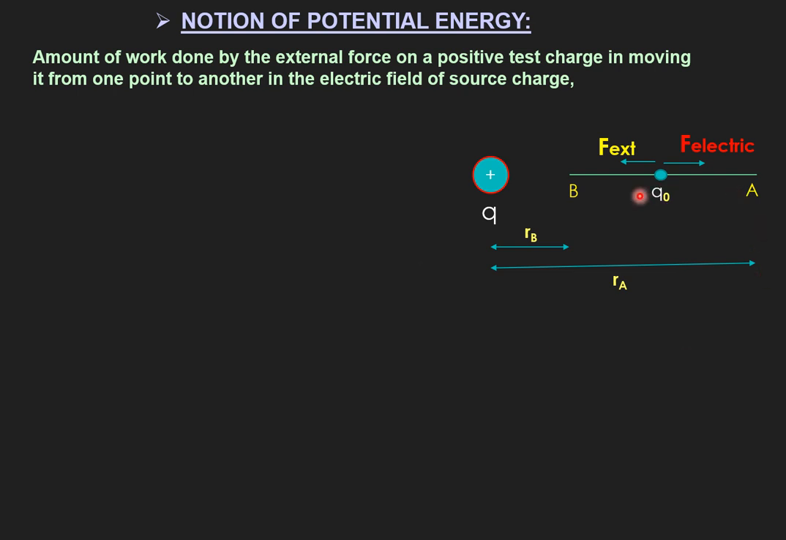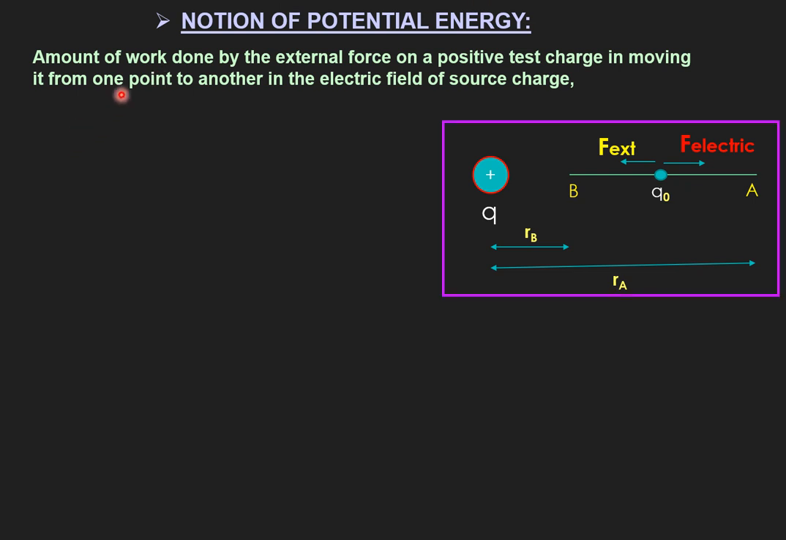As the concept itself tells us, potential energy will be simply the amount of work done by the external force in moving this test charge from point A to point B without accelerating it. Now what we can say is, the amount of work done by the external force on a positive test charge in moving it from one point to another point in the electric field of the source charge. This we are going to calculate mathematically.